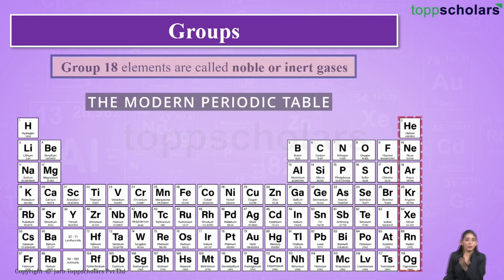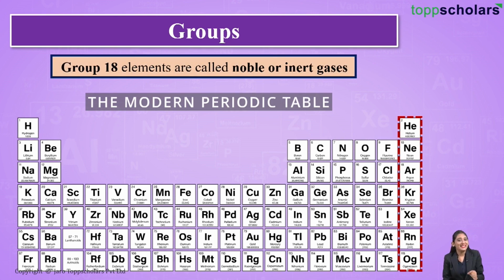The last group, group 18 elements, are called noble gases or inert gases. Because these elements are quite stable, that is, they do not react with others since they have stable electronic configuration, and so they are called noble or inert gases.